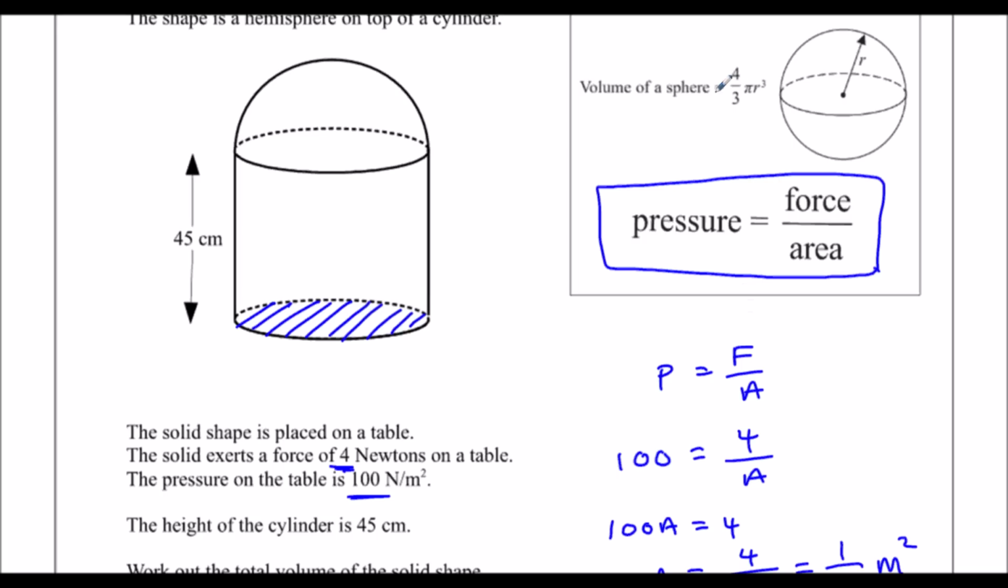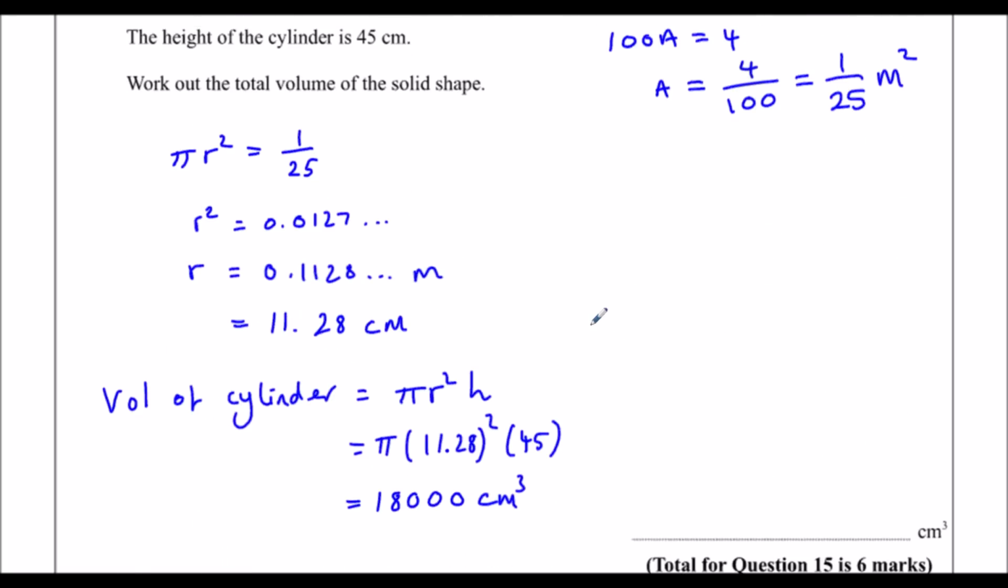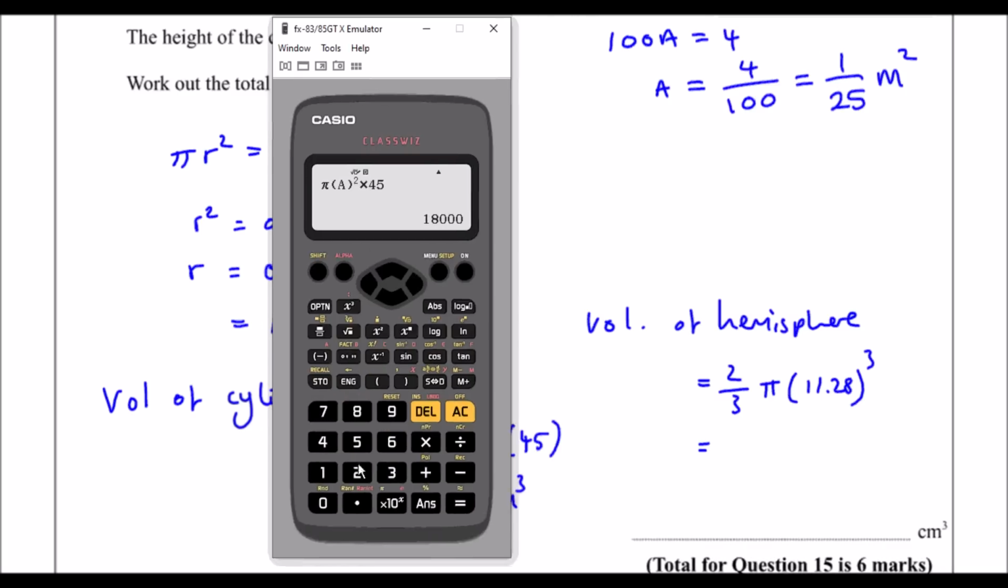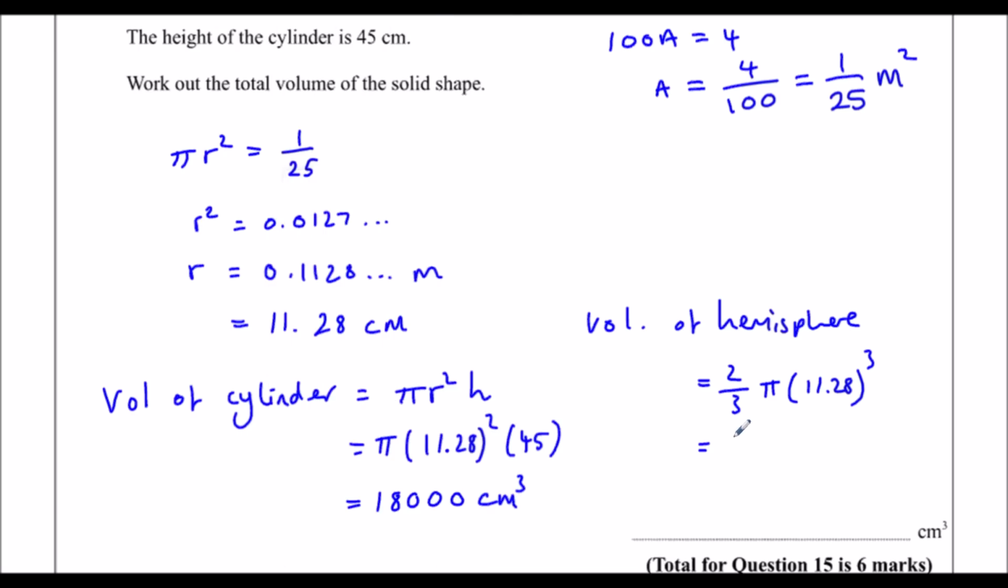For the sphere, we've got half a sphere, so instead of 4/3, we're halving it. So instead of 4/3, we're going to use 2/3. So for half a sphere, 2/3 pi r cubed. So 2/3 pi times the radius cubed. So that's 2/3 times pi times, you store it as A, cubed. So we've got 3009 centimeters cubed. So the total volume, add these two together.